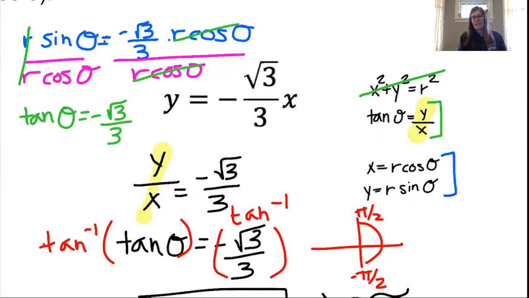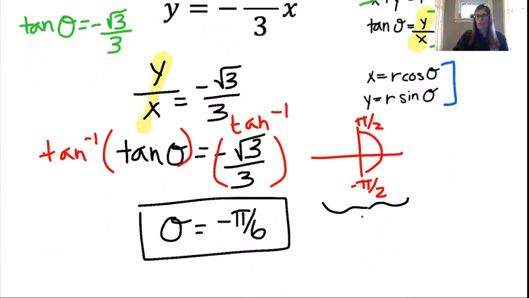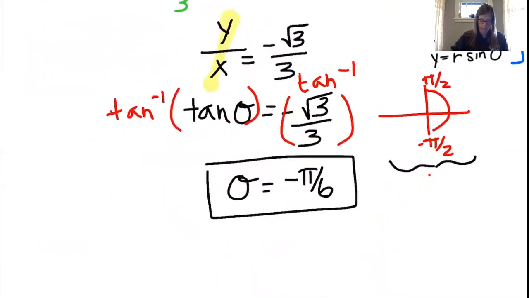But I think it's easier to go through tangent. So if you see something like this that looks like Y equals mx, just divide by x and use your inverse tangent to solve. So it should look like theta equals an angle in the end.